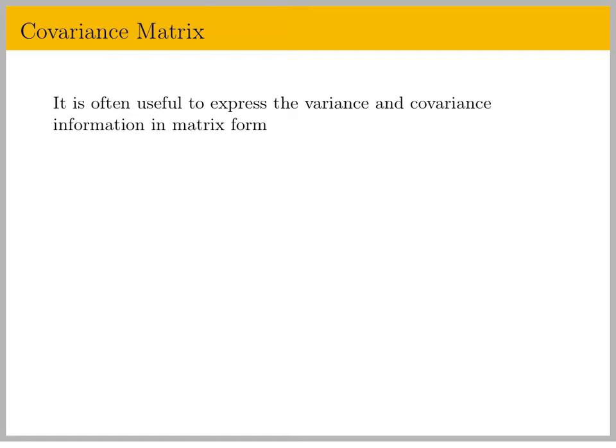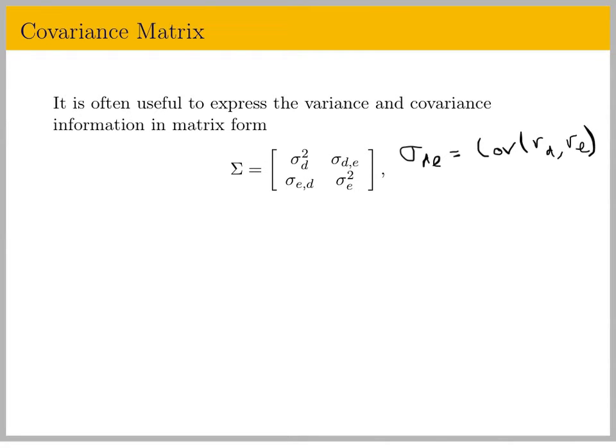Now, it's often useful to express variance and covariance in matrix form. So what we do is we put the variances on the diagonal and the covariances on the off-diagonal, so that these off-diagonal components are actually, so sigma d e is equal to cov of the return to d with the return to e. And sigma ed is equal to cov of the return to e with the return to d.